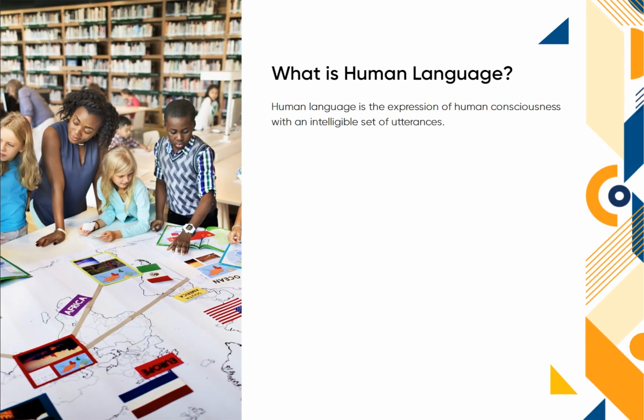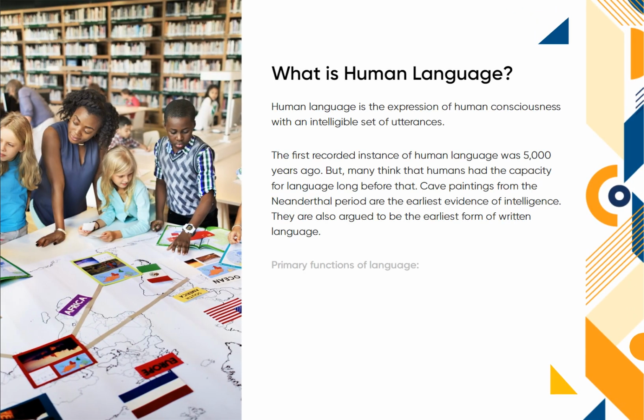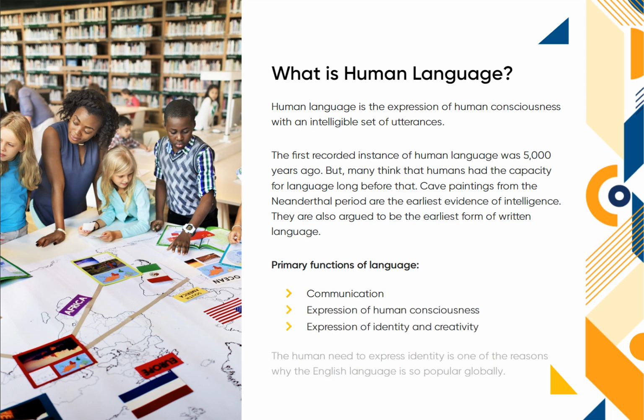What is human language? Human language is the expression of human consciousness with an intelligible set of utterances. The first recorded instance of human language was 5,000 years ago. But many think that humans had the capacity for language long before that. Cave paintings from the Neanderthal period are the earliest evidence of intelligence. They are also argued to be the earliest form of written language.